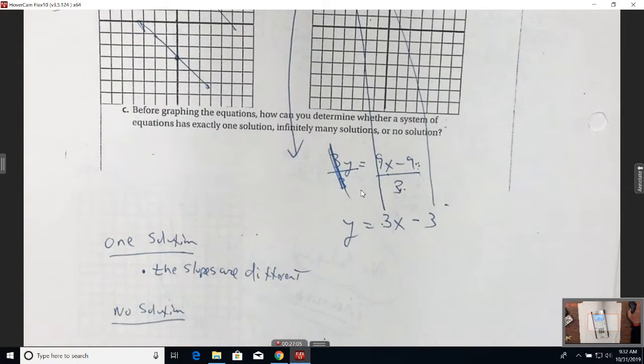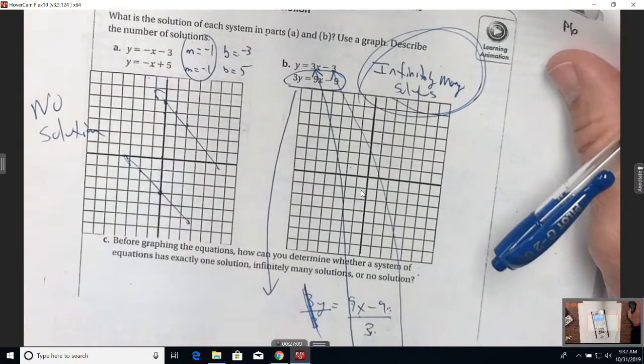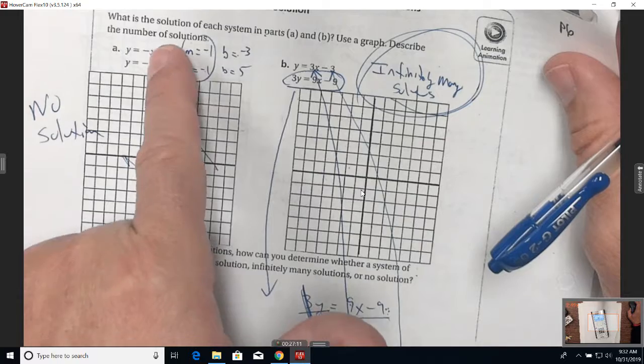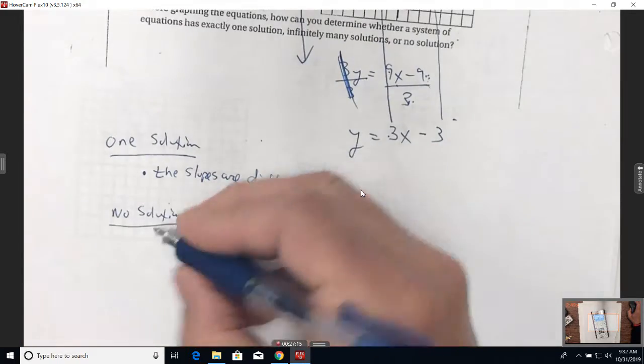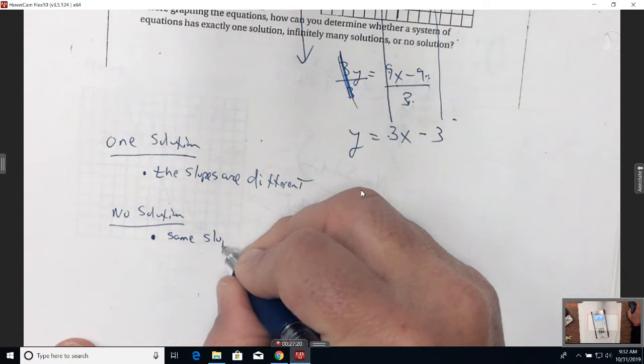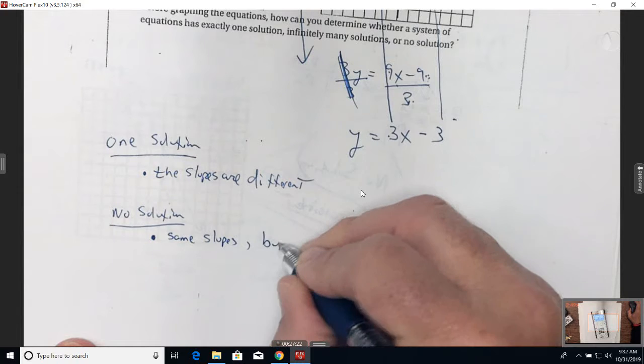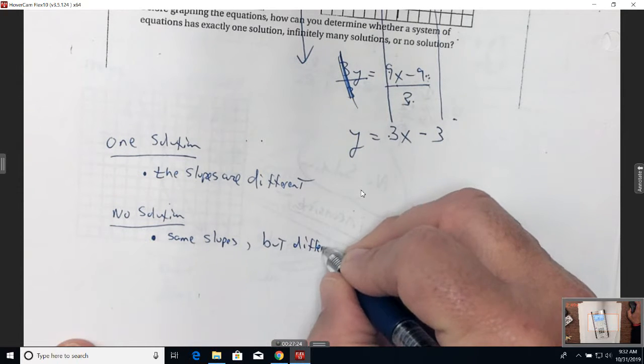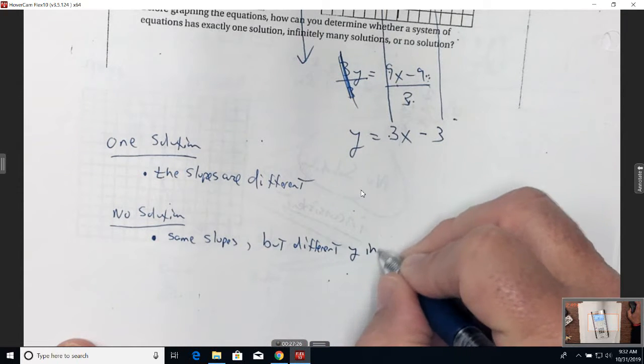How do you know if you have no solution? Without graphing, if you're in slope-intercept form and you just look at the equations, how did I know in this one I was going to have no solution? Because what's the same and what's different? Exactly. So the no solution ones have the same slopes, but different what? Y-intercepts.